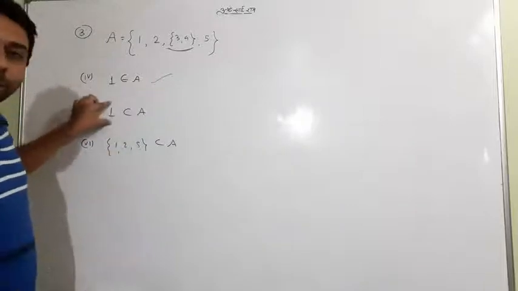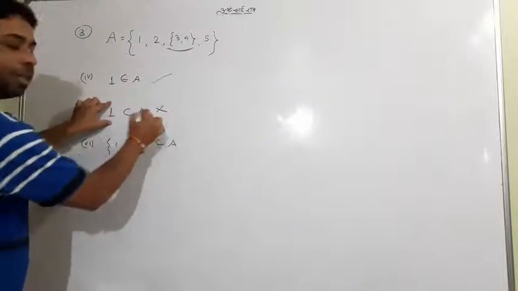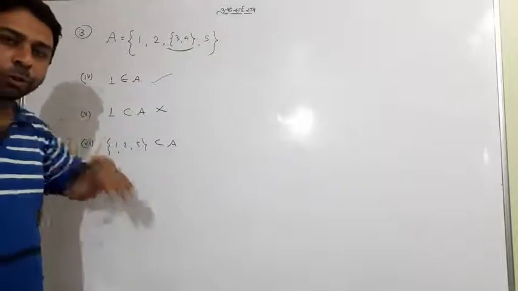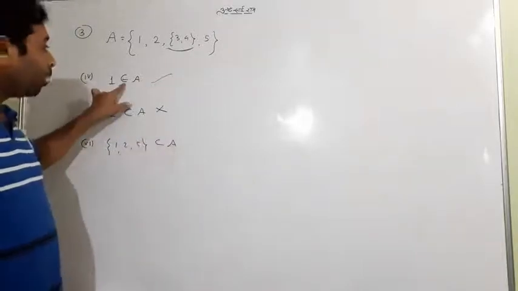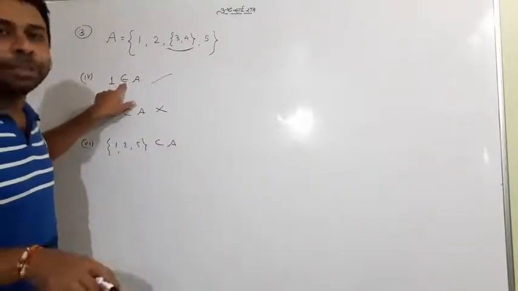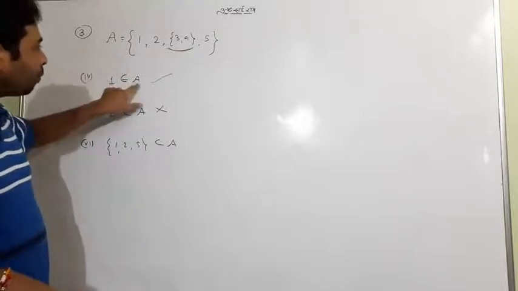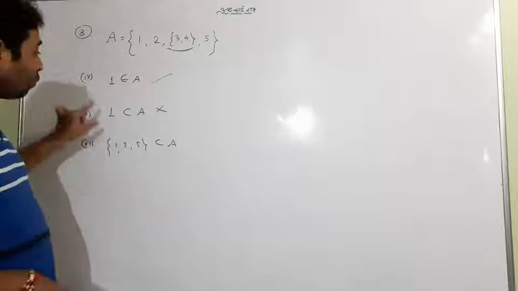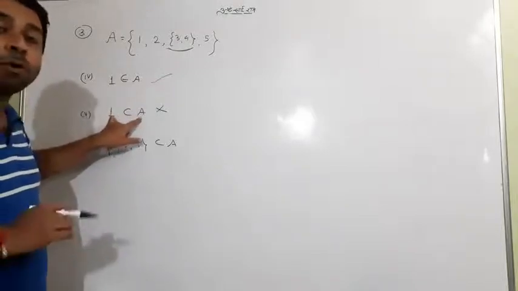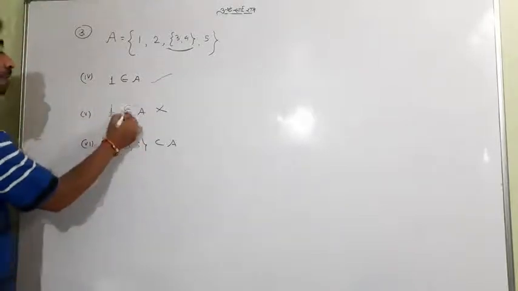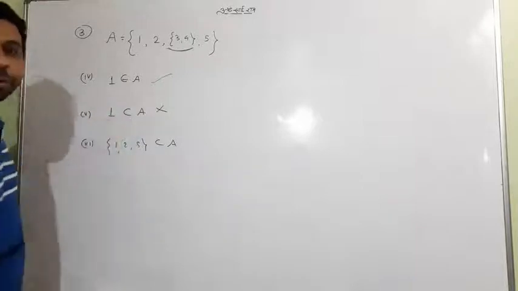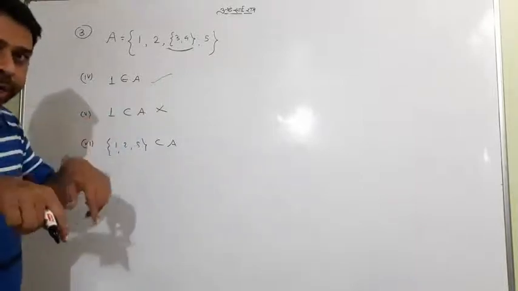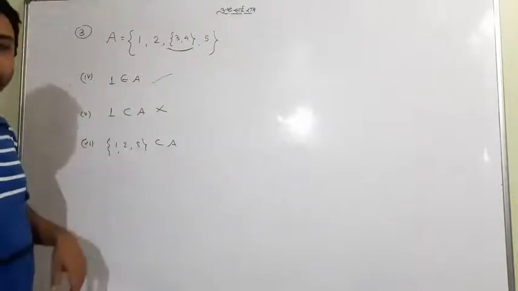It is not in the form of a set, so it's an incorrect sentence. Hope you understand what I am telling you. Belongs to always follows an element. 1 is an element of A, yes; 1 belongs to A, true. But 1 subset A is false and nonsense, because in the case of a subset it must be in set format in curly brackets, but it is not so. That's why it is not a subset.